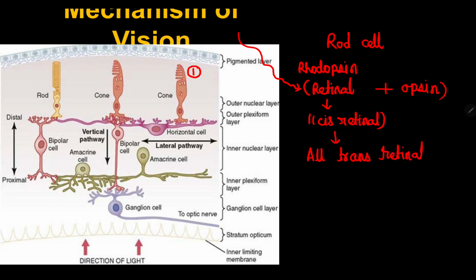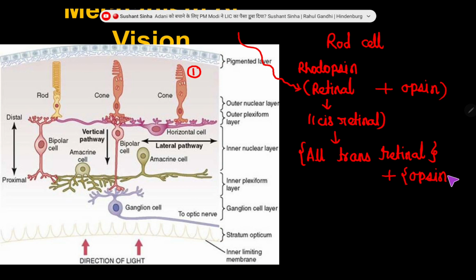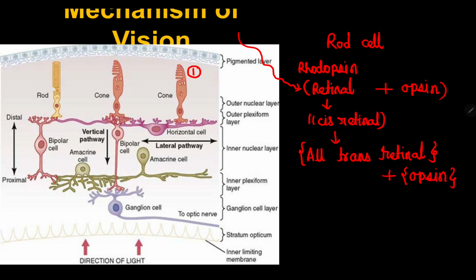And this all-trans retinol immediately separates from opsin. Now this opsin is no more attached to the retinol because the configuration is changed; it has converted into all-trans retinol. So opsin is separated here, whereas before that it was attached to retinol. And that will generate a potential in this rod cell, and that potential will generate a potential in our bipolar neuron.